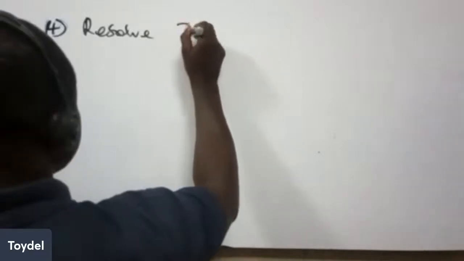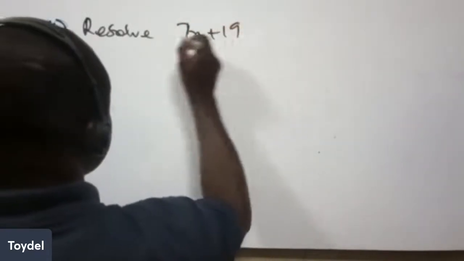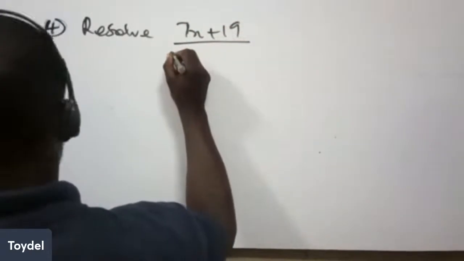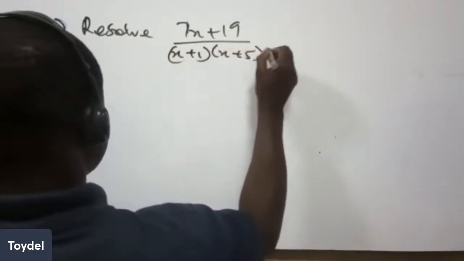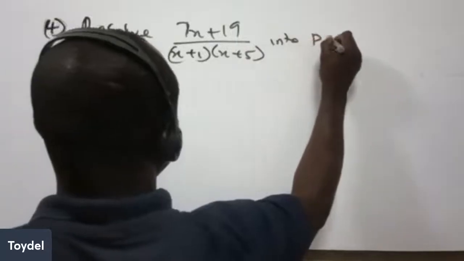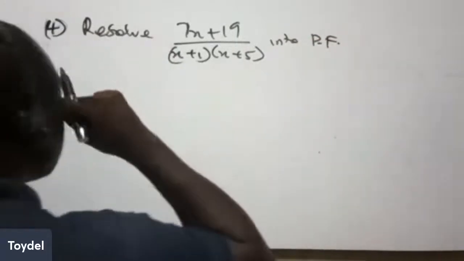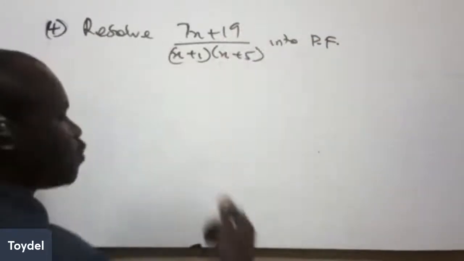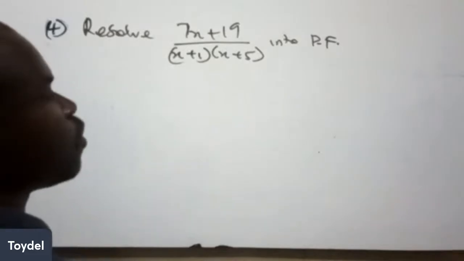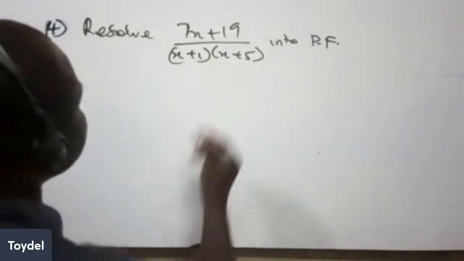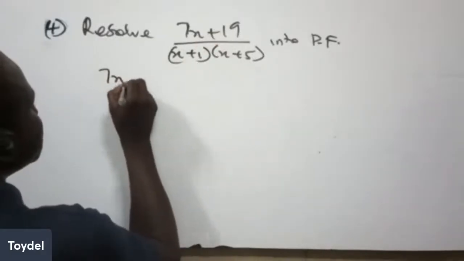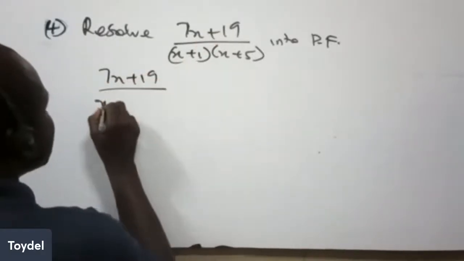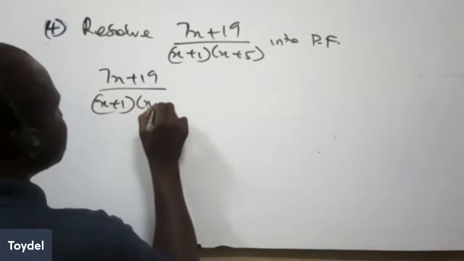So the question says resolve (7x + 19) all over (x + 1)(x + 5) into partial fraction. What you actually have here is the compound fraction. So we want to split it into 2 or more partial fractions. So what do we do? So this is what we do. We just say (7x + 19) all over (x + 1)(x + 5).